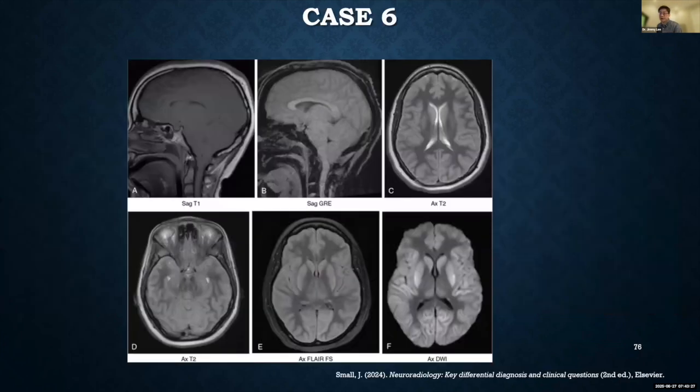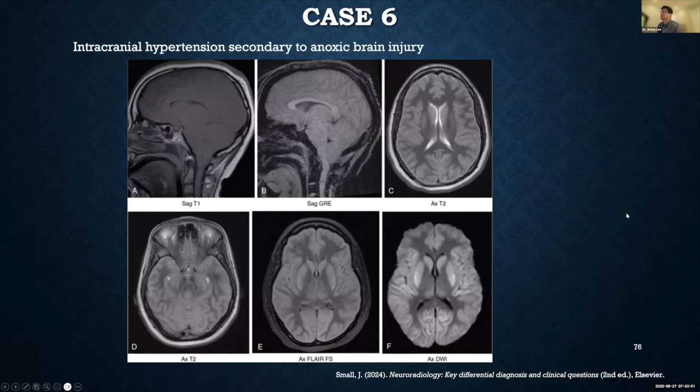And last case here, the patient has a diffuse cerebral edema. There's effacement of the sulci, very tight basal cisterns, ventricles are effaced. And then there's restricted diffusion throughout the gyriform cerebral hemispheres and deep gray structures. There's cerebellar tonsillar herniation, crowding of the foramen magnum. So this is basically intracranial hypertension from anoxic brain injury.